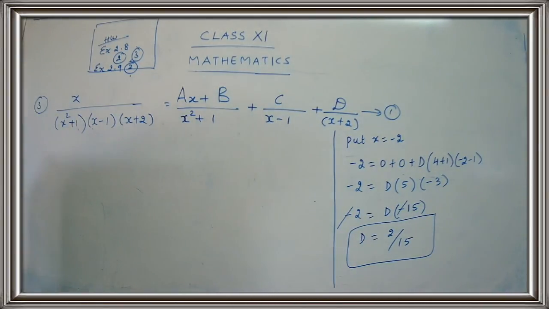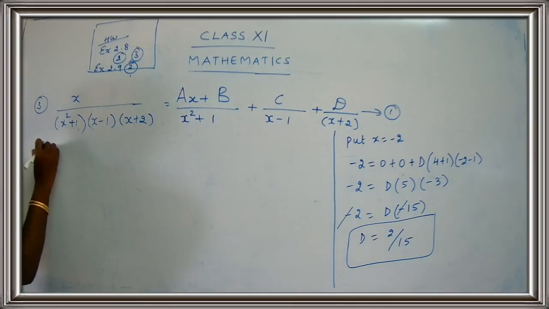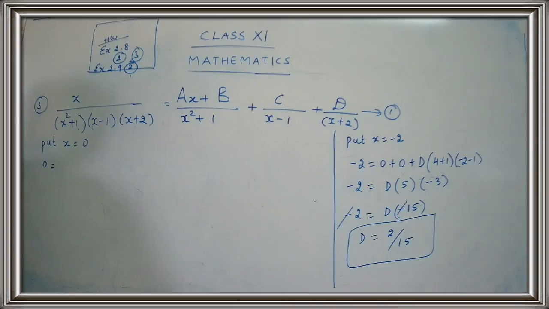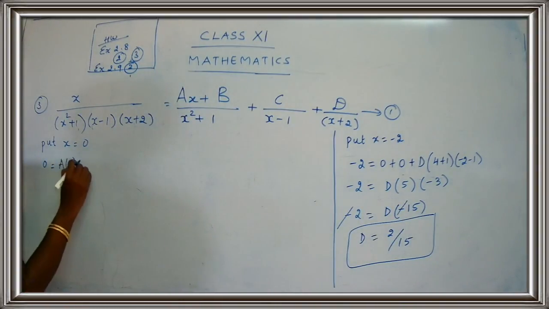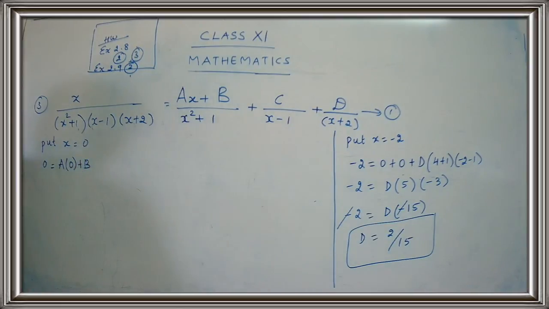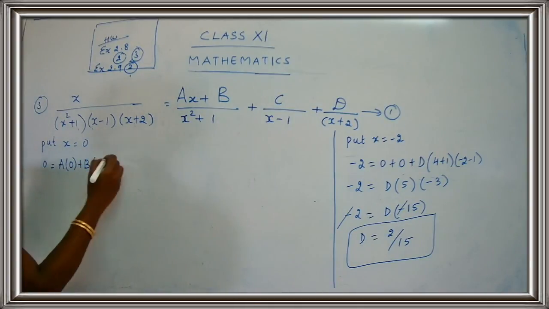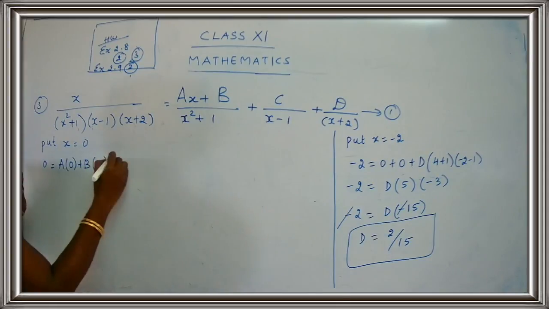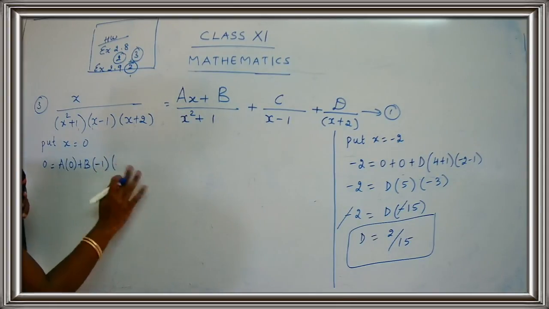Put x is equal to 0. So we had here x's. So 0 is equal to ax plus b, so a into 0 plus b. Then what you have? x minus 1, x plus 2. Yes, children? So x minus 1. What is x minus 1? 0 minus 1 is minus 1. 0 plus 2 is 2.